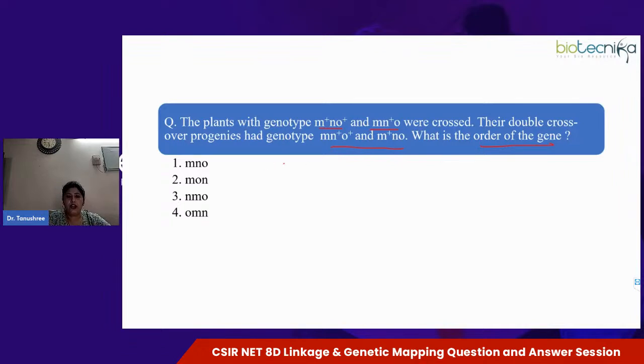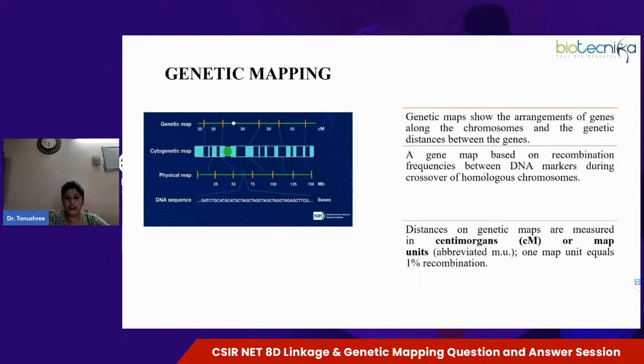So here you have to recall the strategy of how you can determine the order of the genes. Say you have three genes. Order of the genes means whether the order on the chromosome is M, O, N, or is it M, N, O, where first M is located, then near to M is N and then O. Like that you have to find out the order of the genes.